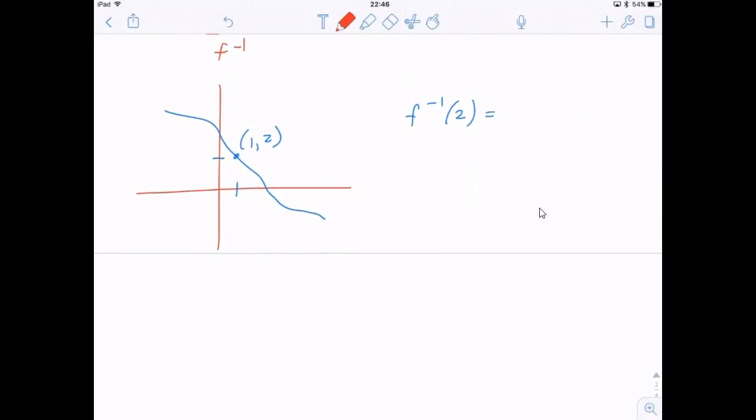You can do the same thing with a graph. If I say f inverse of 2, I'm going to take the y value of 2 and figure out what x value corresponds to that. In this case, it's a 1.